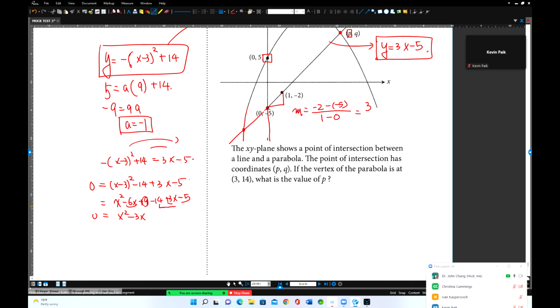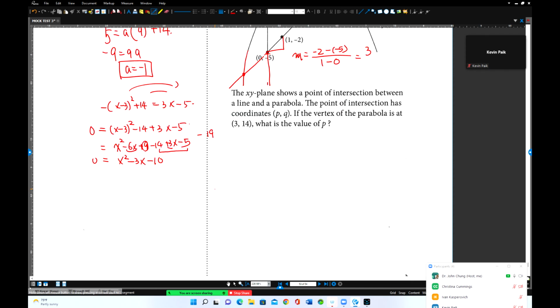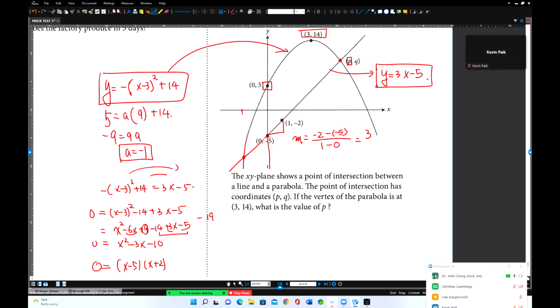Negative 14 and negative 5 is negative 19, right? Negative 19 plus 9 is negative 10. That's factorable, right? Now factor this one: (x minus 5)(x plus 2) equals 0. So we have two values of x, 5 and negative 2. This side is negative 2 there, and this side is 5. This can find only the x coordinate. So 5 is the answer.